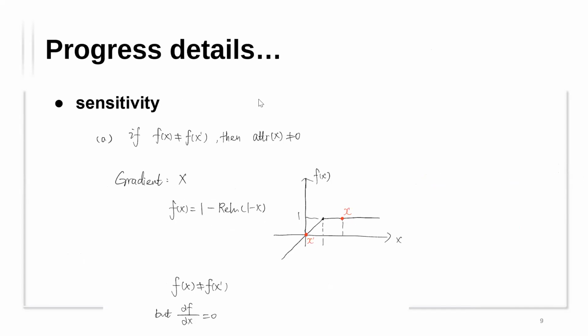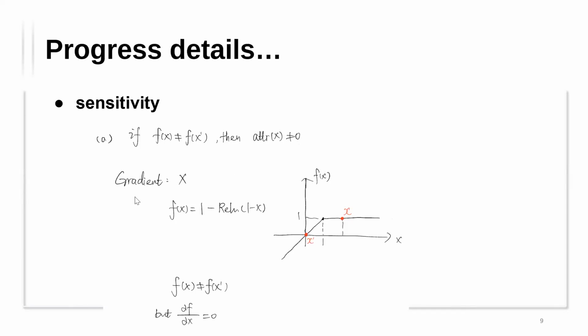Also, the next property is called sensitivity. That means if the outcome of fx is not equal to fx prime, then the attribution of x should not be 0. That's supposed to be okay. So yeah, that will be somehow understandable. And I remember this example is raised by the paper, the paper from integrated gradients, right?